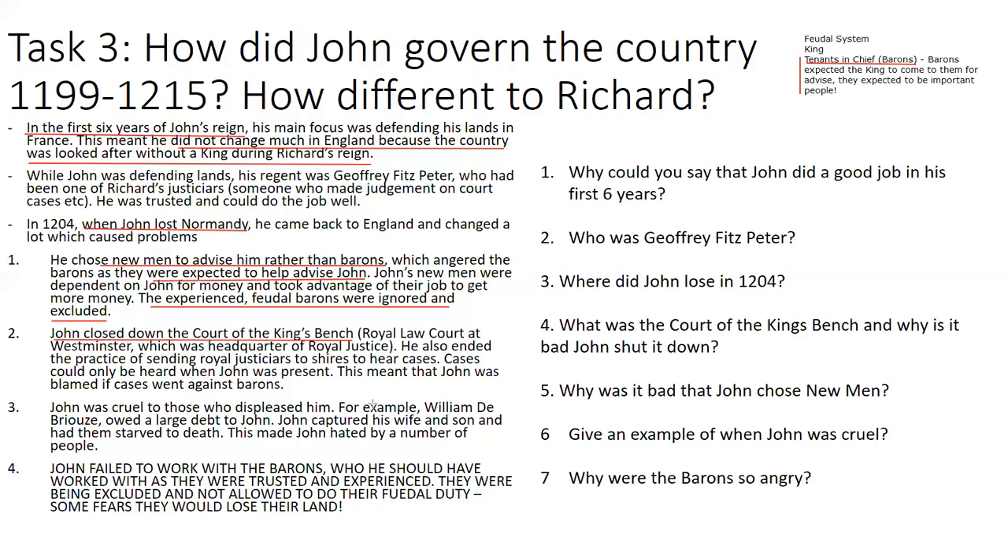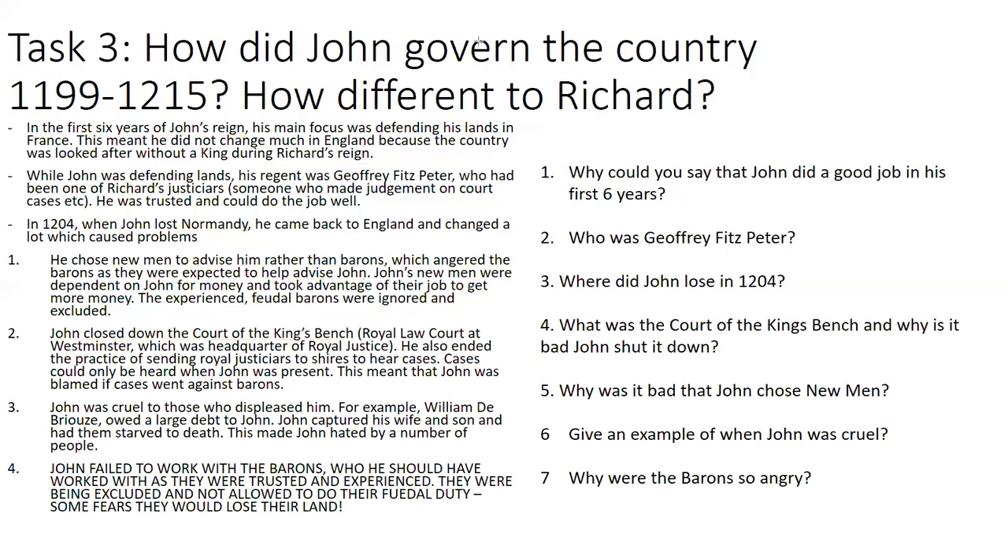It was so bad that when de Braose's wife and son were found, the wife had actually eaten parts of her son's face to survive. This made a lot of barons hate John. It showed that he couldn't rule the country very well because he chose cruelty over caring.